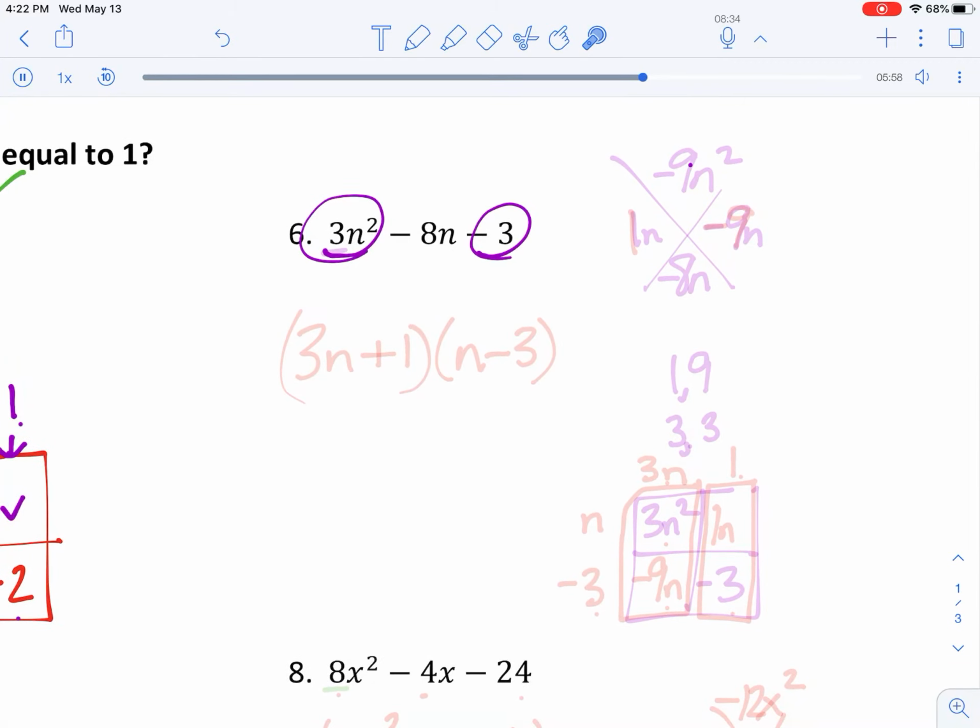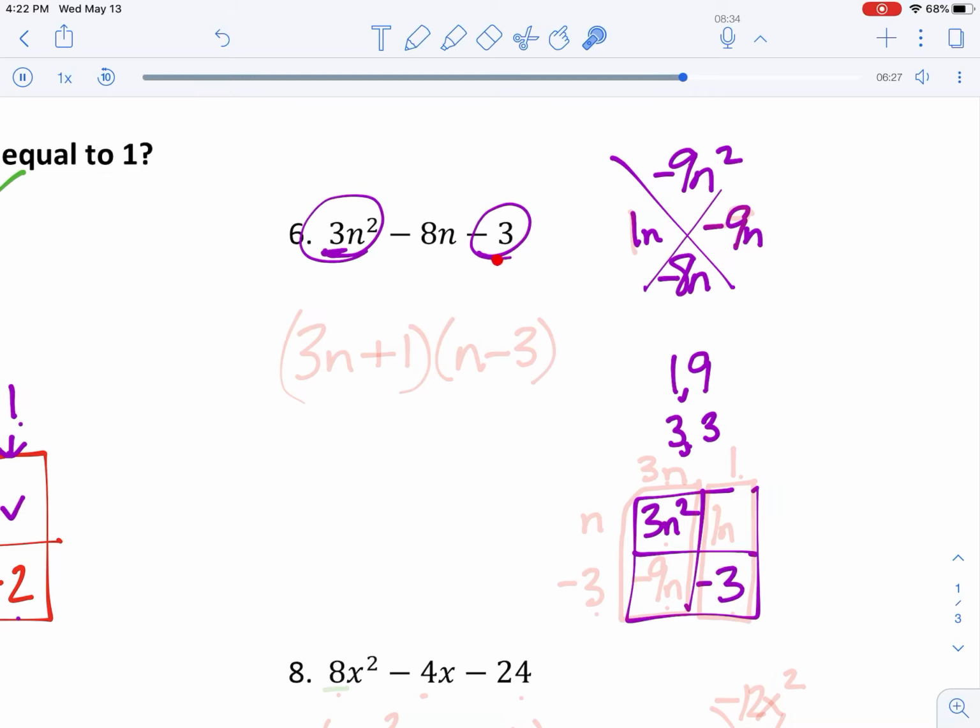Multiplying what multiplies to 9n squared negative and adds to a negative 8n. Well, it's kind of a similar pattern. In this case, it's still going to be 1 and 9, and the 9 is negative here. Go ahead and put n's right there. And since the leading term isn't 1, I can't just jump ahead and use my factors. I've got to use that area model. So the first term goes in the upper left. That's 3n squared. Bottom term is negative 3. Use the numbers that we came up with, this 1 and negative 9. It doesn't matter where we put it.